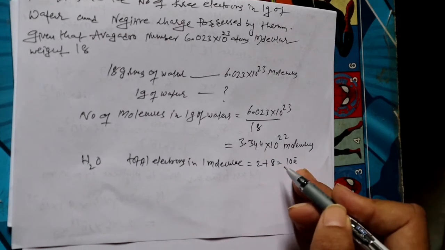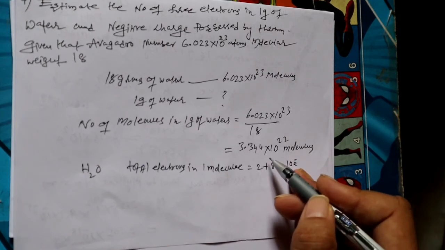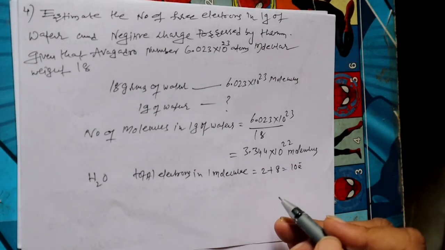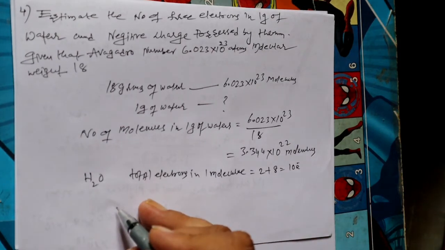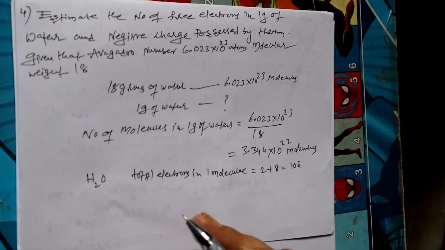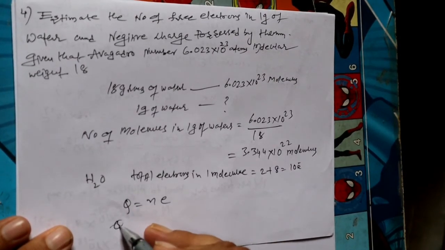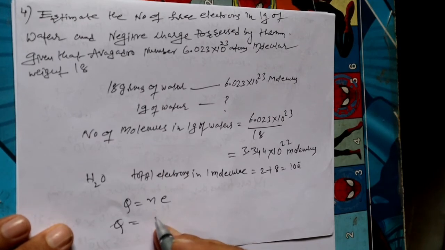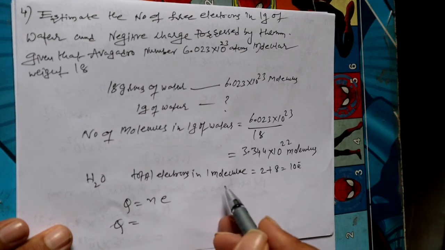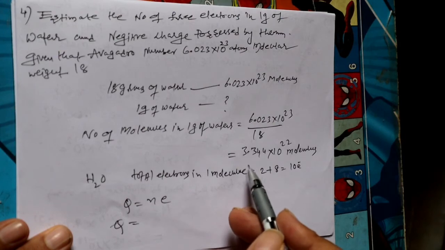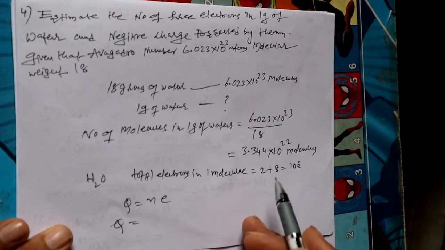Here, how many molecules are there? 3.344 into 10 to the power of 22 molecules. So, what is the charge, negative charge possessed by them? Now, again we use same formula. What is that formula here? Q is equal to Ne. N is nothing but what? Total number of electrons. How many electrons are there? Here one molecule has 10 electrons. How many molecules are there? 3.344 into 10 to the power of 22.